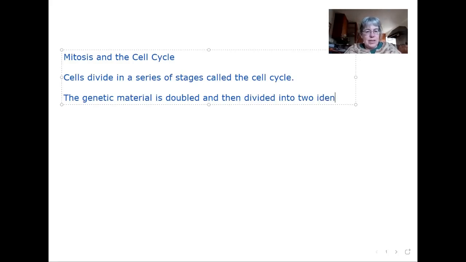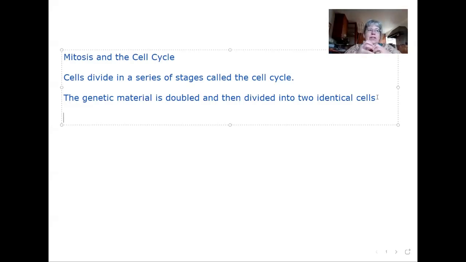identical cells. Now, identical is the really important bit here. They are two identical cells. There is no difference between them at all. They're absolutely identical. So it doubles and then it divides up. But you also need to do something else.